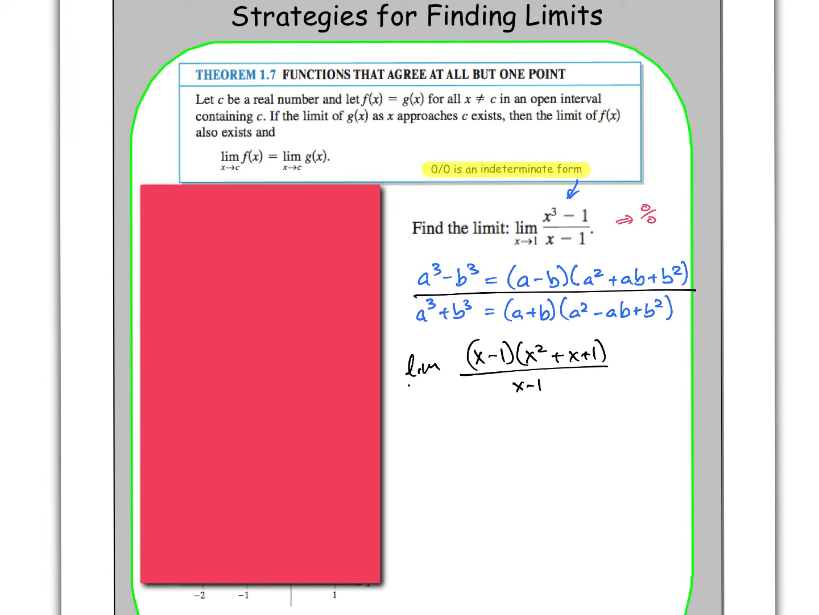So now I have a limit statement as x approaches 1 of that. Now, what just happened? My x minus 1's canceled. So now I end up having my limit as x approaches 1 of x squared plus x plus 1. This x squared plus x plus 1 is what's known as my simpler function. So when I'm asking for the simpler function, this is what I want.